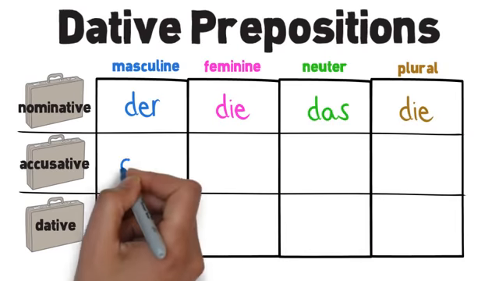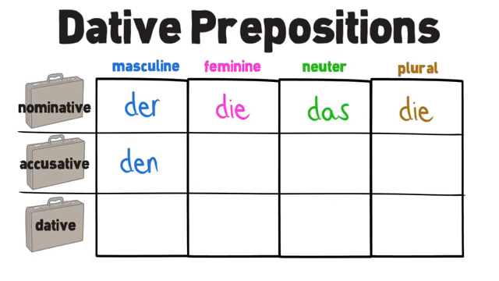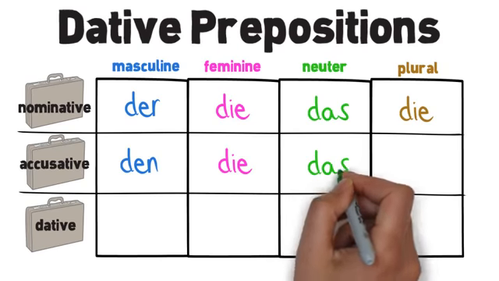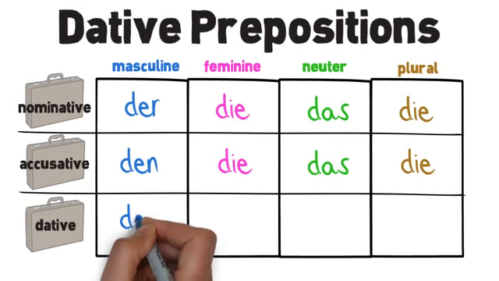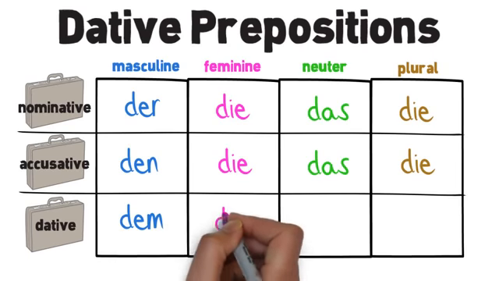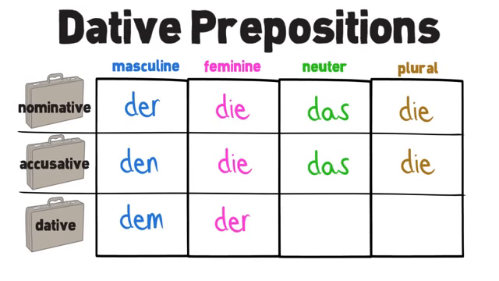Feminine nouns will use die, neuter nouns will use das, plural nouns will use die. The accusative case is the same, with the exception of the masculine nouns. Masculine nouns in the accusative case use the definite article den. The dative case is very different, though. Dem for masculine, der for feminine, dem again for neuter, and den for plural. This is the case we're interested in for the prepositions we'll be discussing.